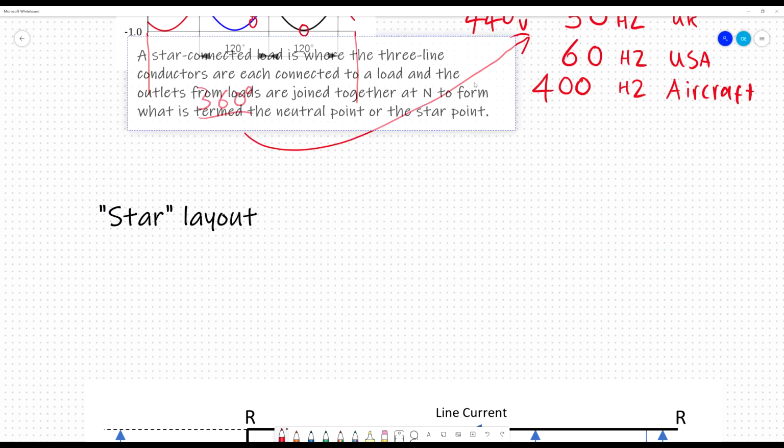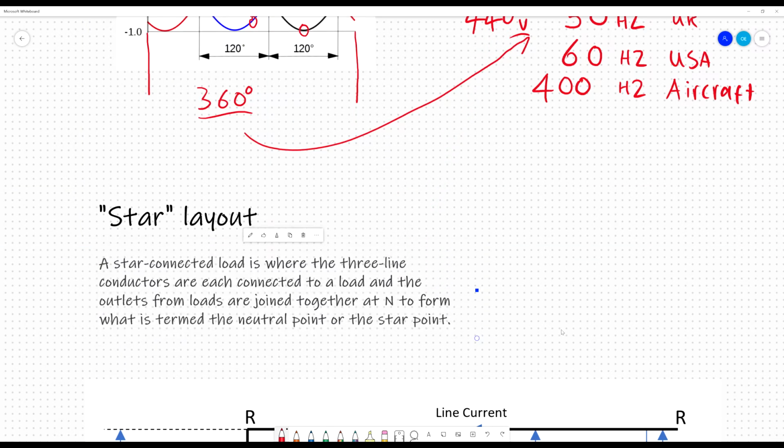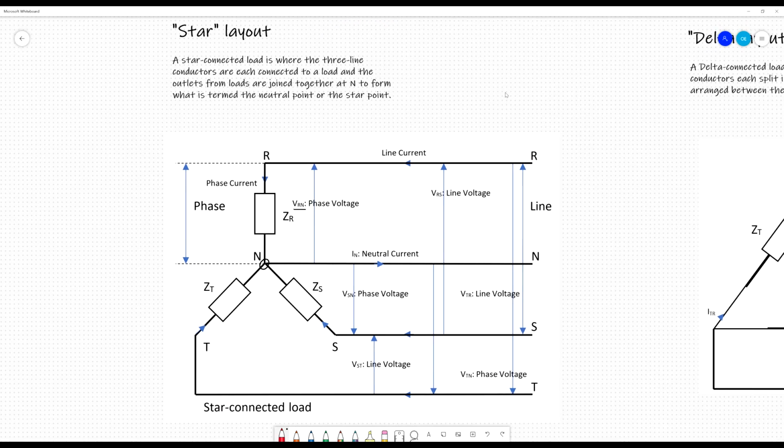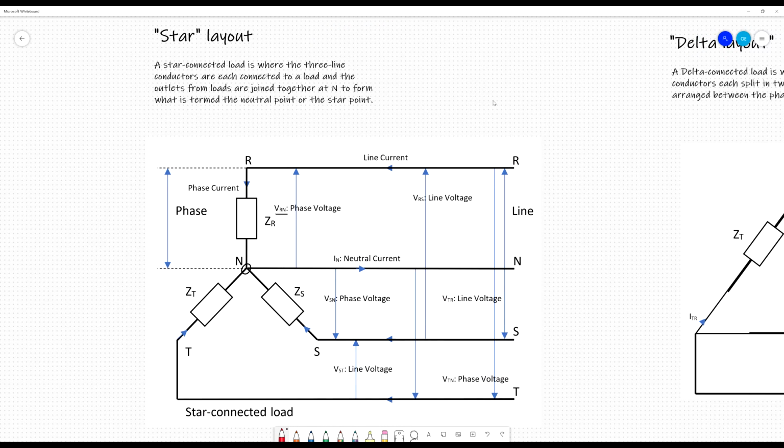So, you'll also be familiar with the concept of star and delta layouts. If I zoom out a bit, here we see a star layout. Just as a recap, a star-connected load is where the 3 line conductors are each connected to a load, and the outlets from the loads are joined together at N to form what is termed the neutral point, or the star point. It's called that because it looks like a star.